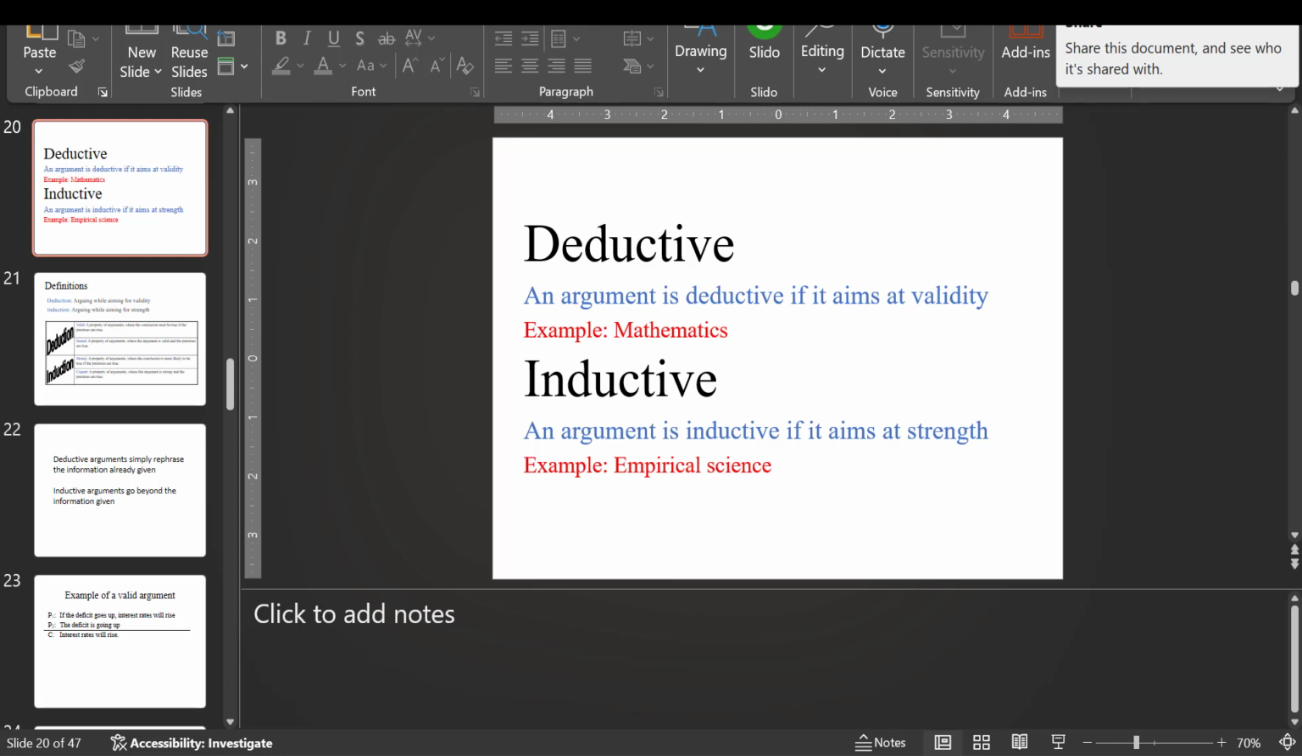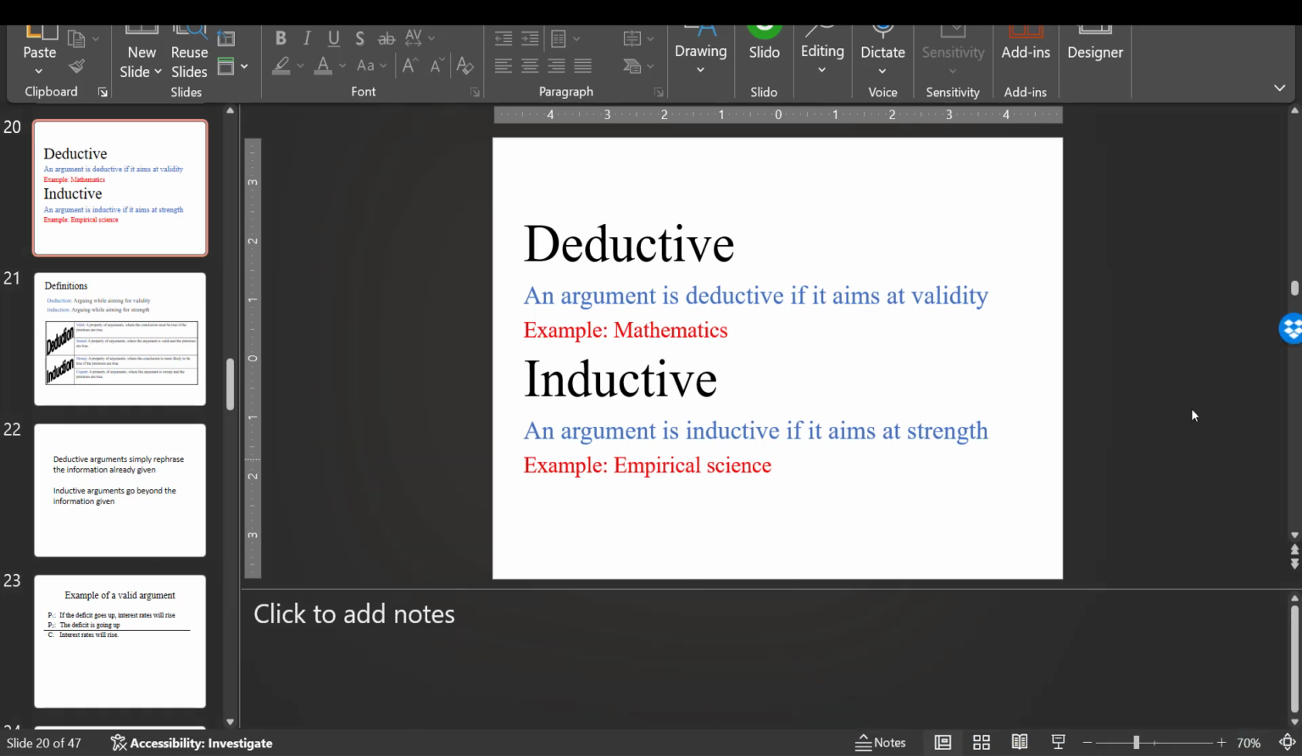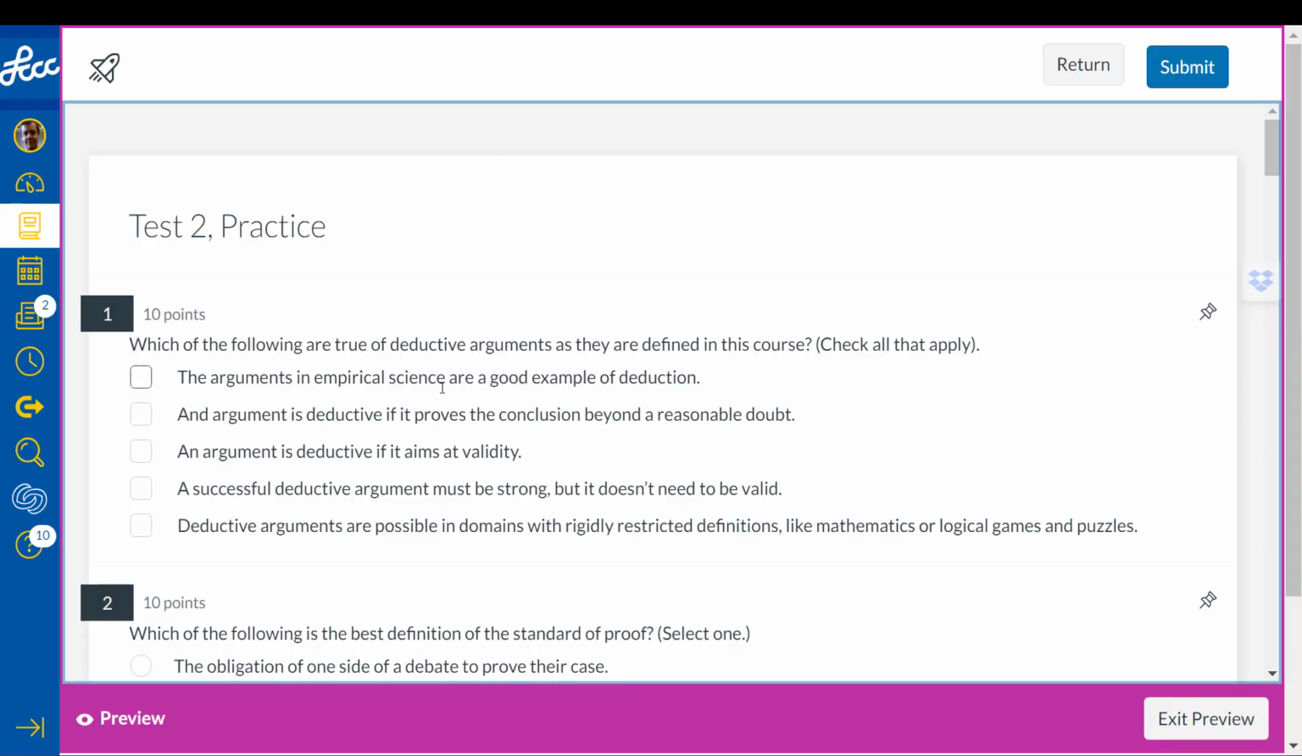Deduction, an argument is deductive if it aims at validity and inductive if it aims at strength. And our example of the deductive sciences were pure mathematics. And the inductive sciences are empirical science, science about the world around us. So as you can see, the first one is not true. That's actually something that's true of inductive science. So we can go back to the test and skip that one.